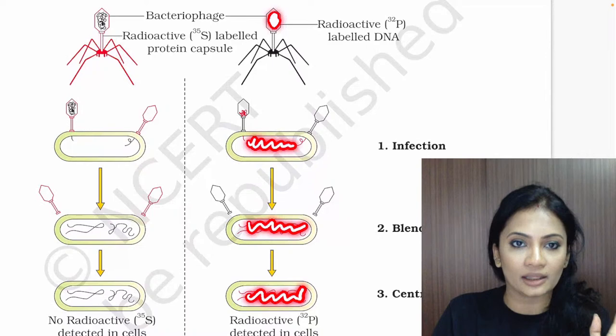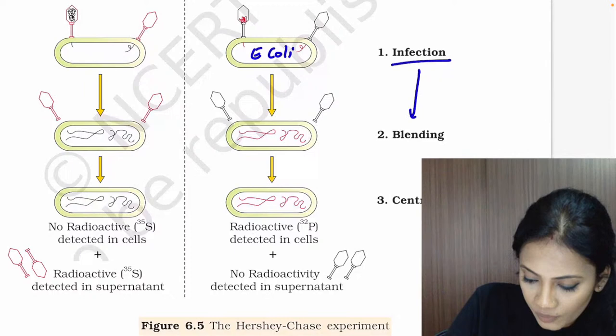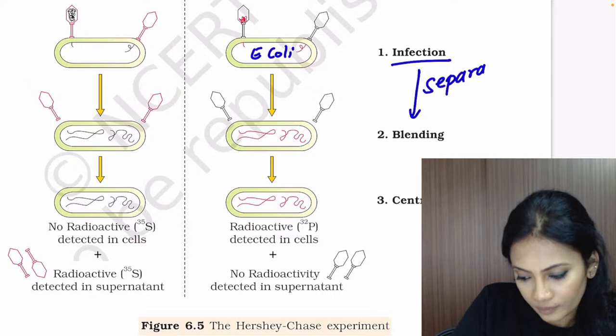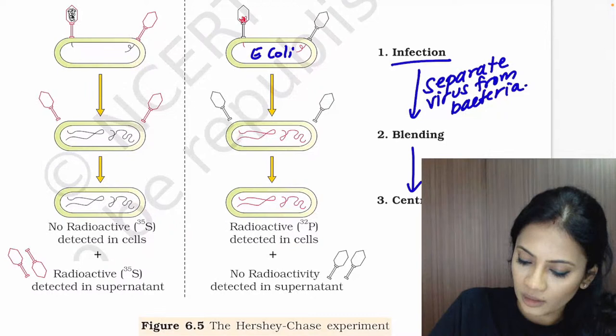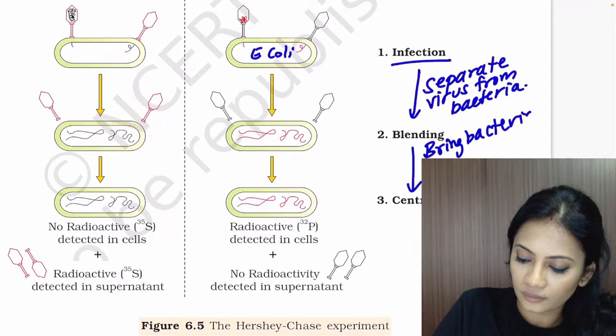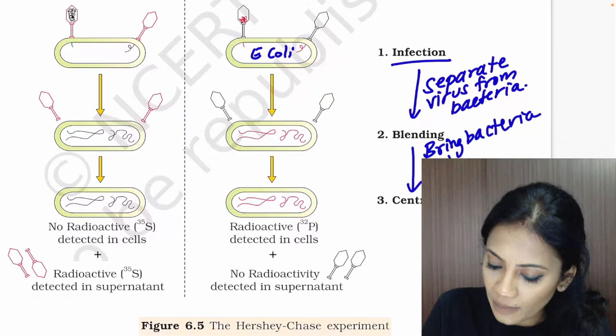Okay, how is this performed? First infection: bacteriophage attached to E. coli. Then you want to separate the virus from bacteria, to bring the bacteria out completely from that whole solution, and viruses are removed. Bacteria is different. That is done by centrifugation. Three steps: infection, blending, centrifugation.